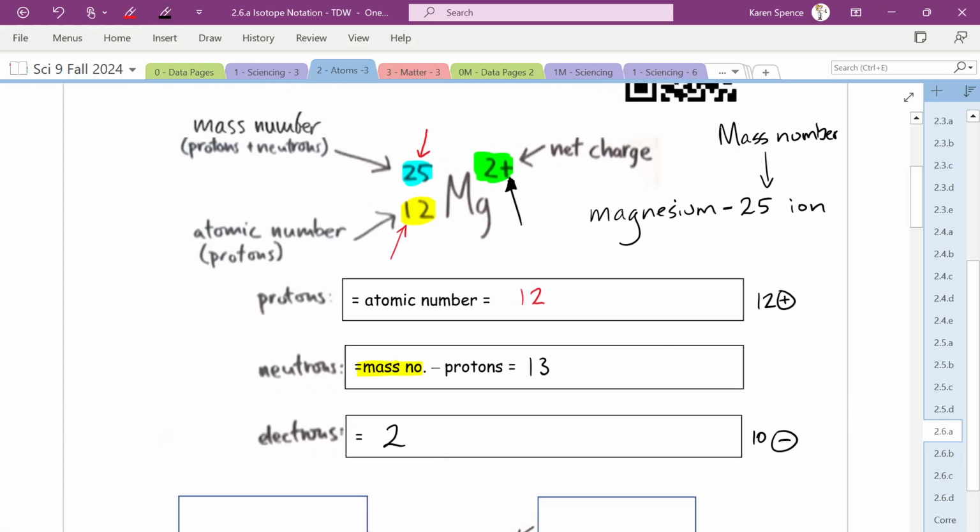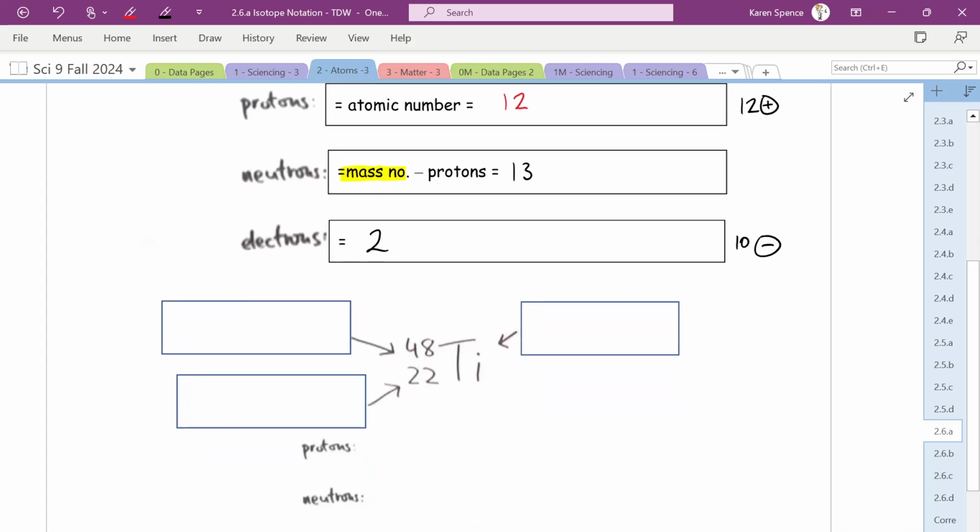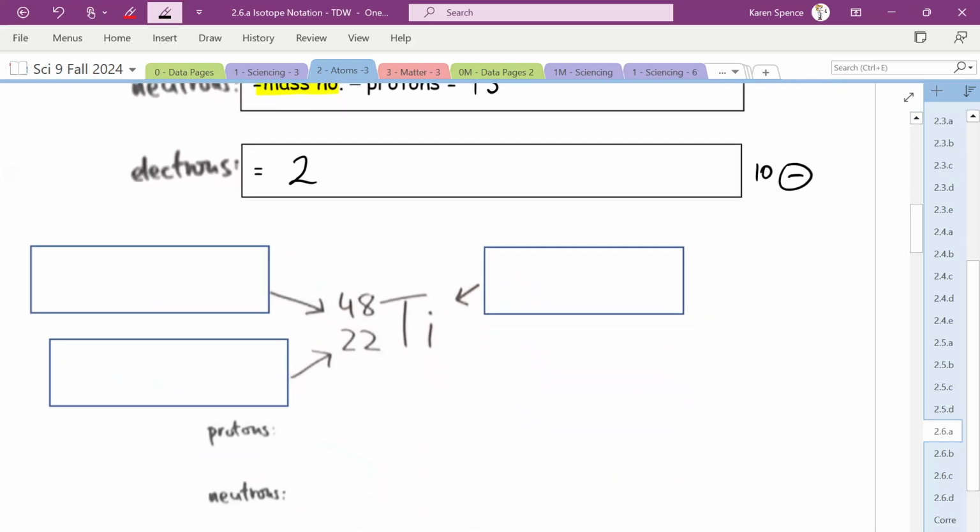Okay, let's try another one that's got different things missing. We have 48. What does 48 represent? 48 represents the mass number. What does 22 represent? That's the atomic number. And what charge is there here? No charge.